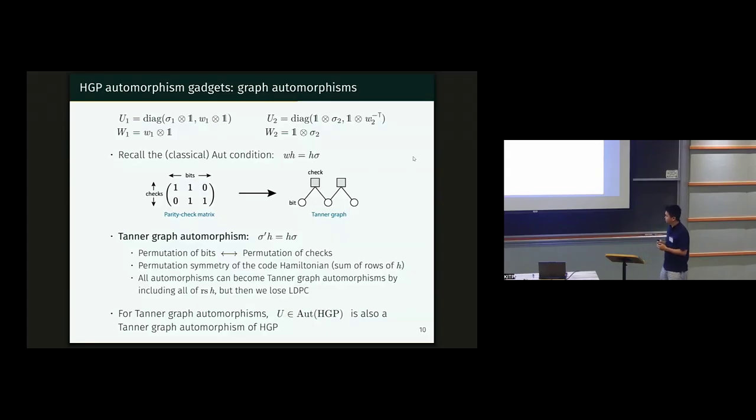And then lastly, if your input automorphism gadget was a Tanner graph automorphism, so if these are both permutations, then this U is a permutation, and notice that the left action on the hypergraph product parity check matrices is also a permutation. And so a Tanner graph automorphism lifts to a Tanner graph automorphism of the quantum code. And this is going to be a useful property for the next slide.